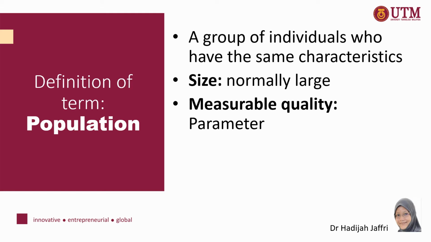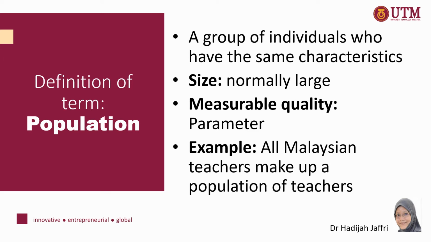What is a population? A population refers to a group of individuals who have the same characteristics. The size of a population is normally large. The measurable quality of population is known as parameters. As an example, all Malaysian teachers make up a population of teachers.